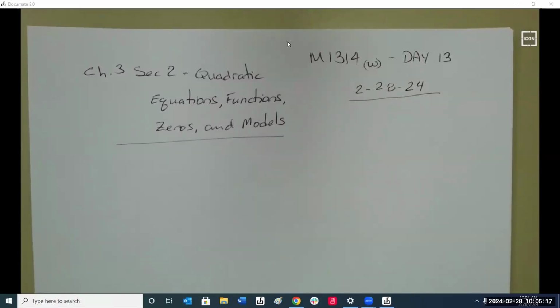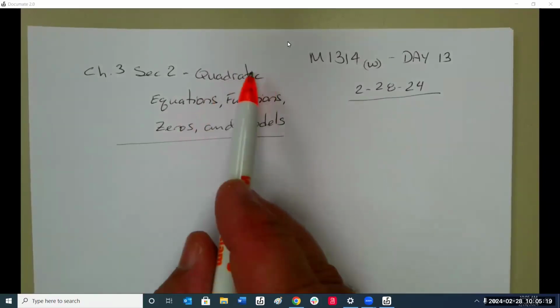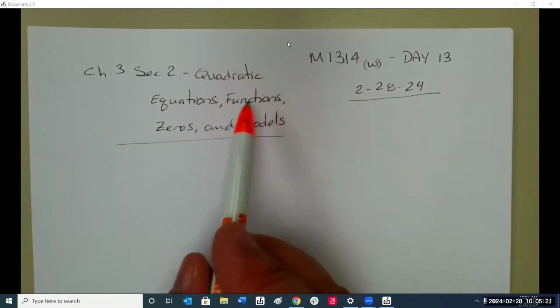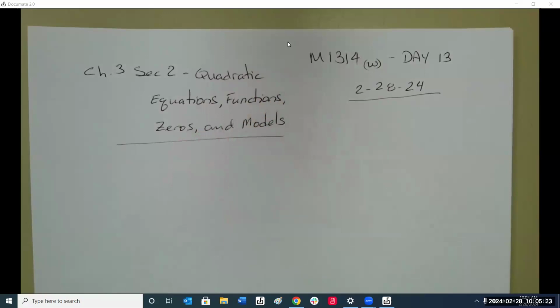Chapter 3, Section 2 deals with quadratic equations, quadratic functions, zeros of quadratics, and models. Now we're going away from the easy stuff. We're building bigger. The next chapter, chapter 4, there is no limit. It could be as big as it wants to be. But we have to start building our pieces up this way.